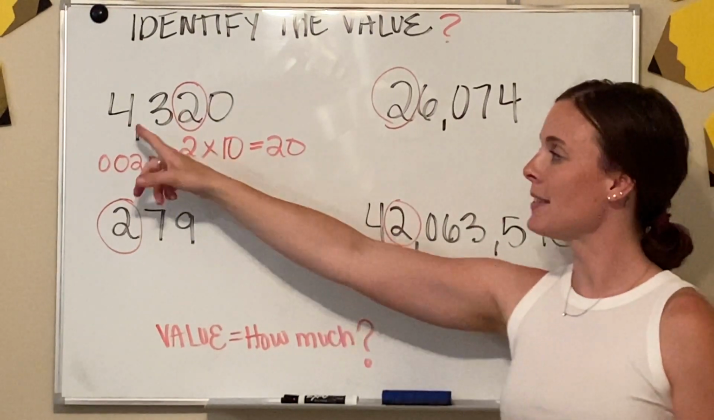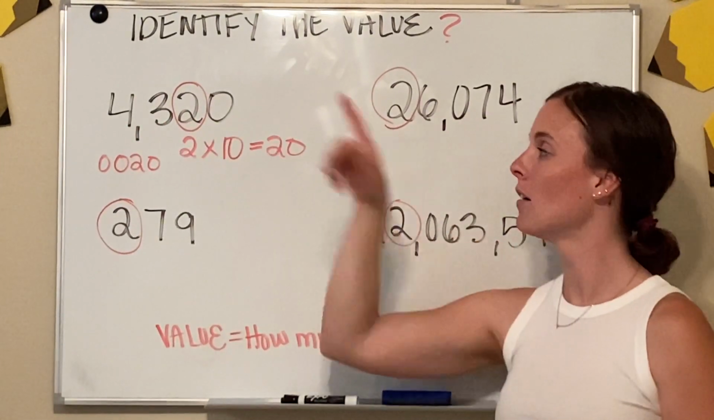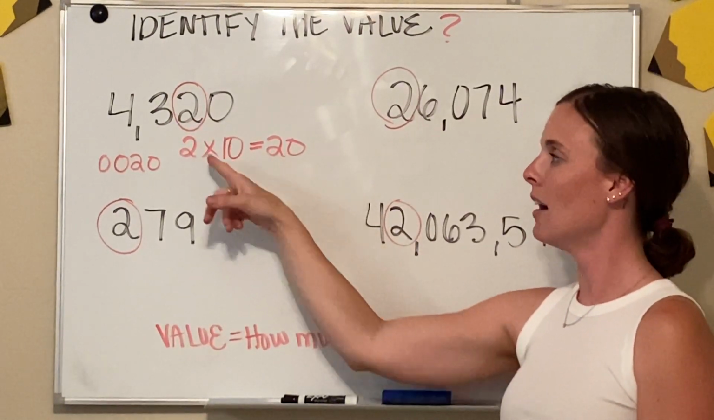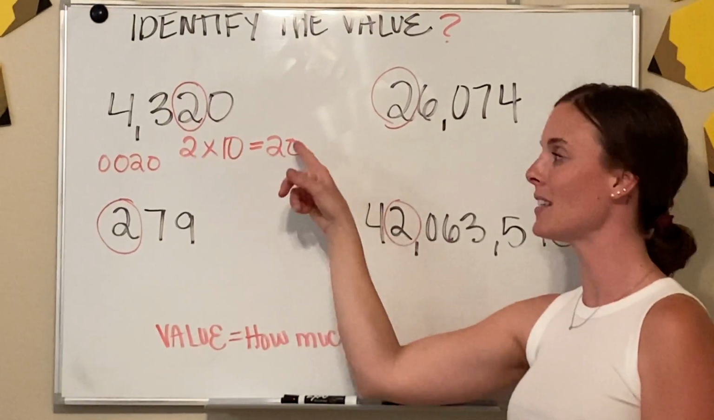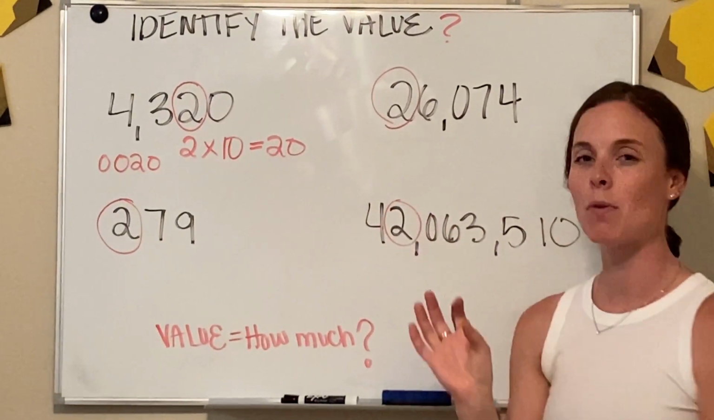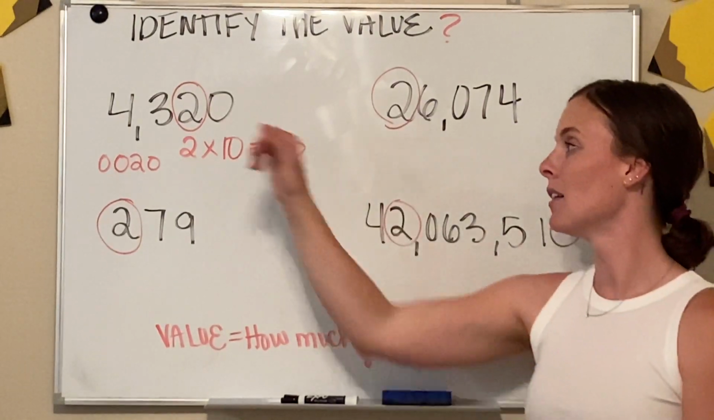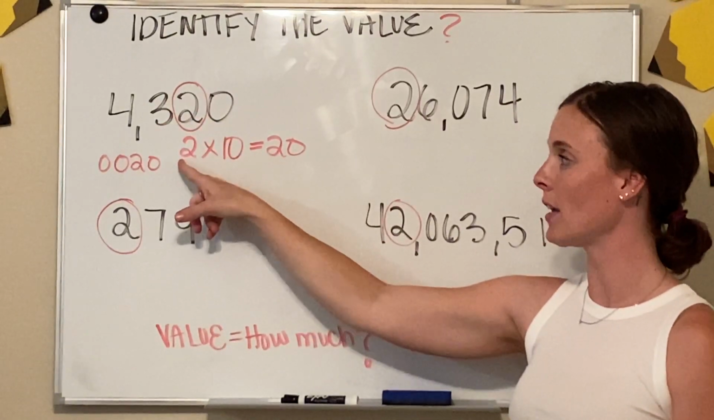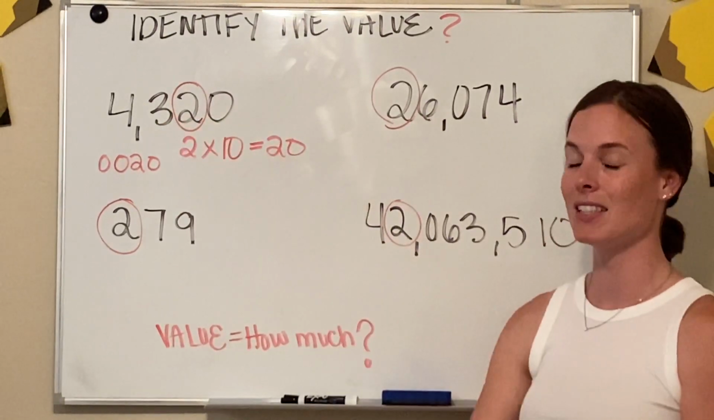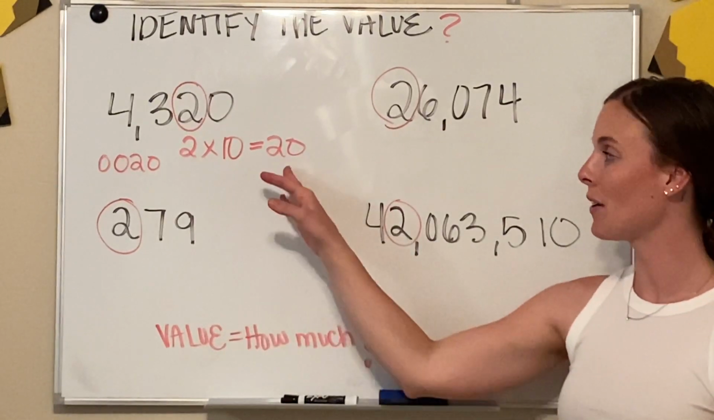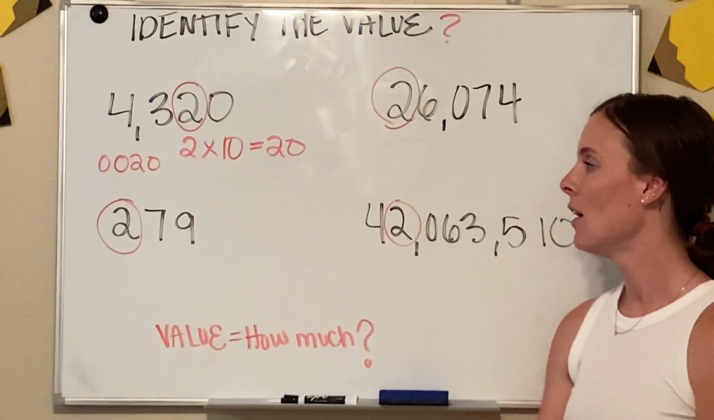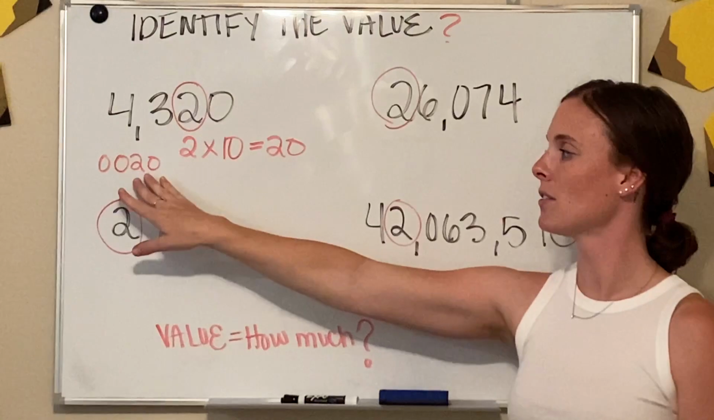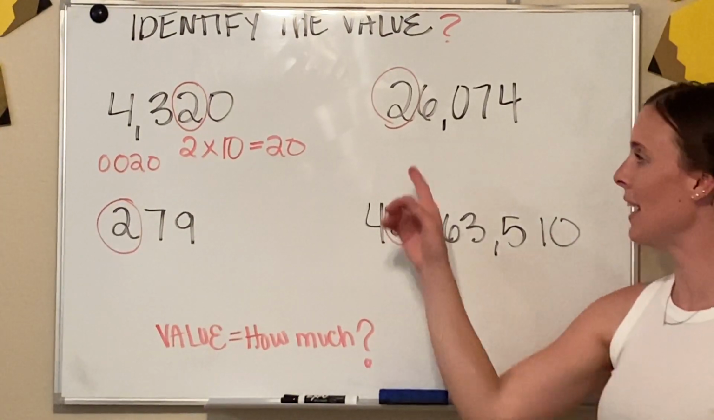So here we go. This number was 4,320. The 2 is sitting in the tens place. If it's sitting in the tens, I can multiply the 2 times the 10 to get its value. And remember, I want the value of just one digit. The digit I wanted to find the value of was the 2. So I took that digit and multiplied it times 10 because it's in the tens place, and that gives me the value of that digit. It's worth 20. You can also cover up all the other numbers with zeros and read what you have left. I'm left with 20. So go ahead and try these 3.